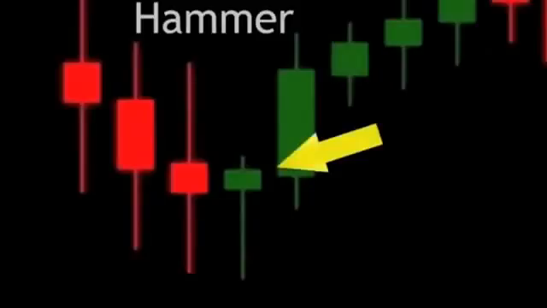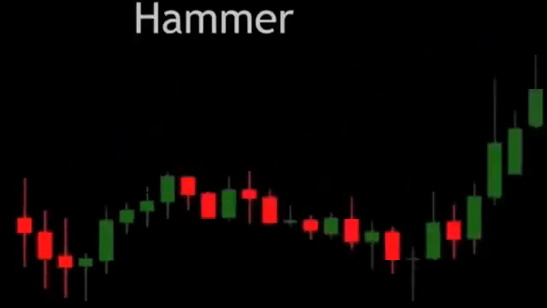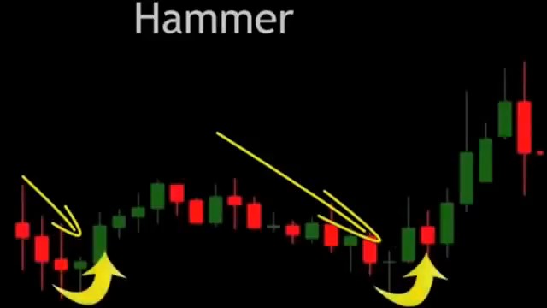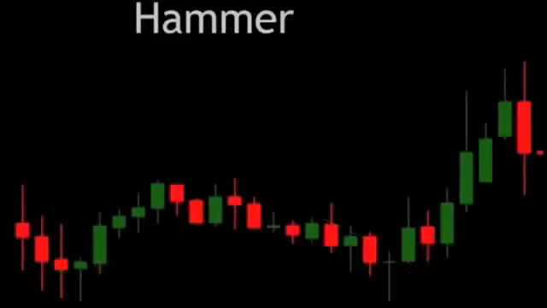It has a small body as close to a doji as possible and a long shadow at least twice as long as the body. You want to look for a hammer at the end of a downward movement. It shows that buyers are starting to get the upper hand and that the market will likely start going up.